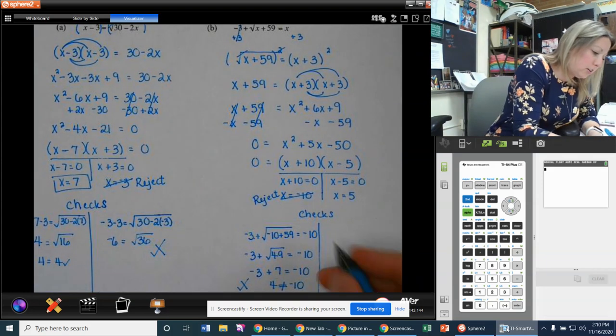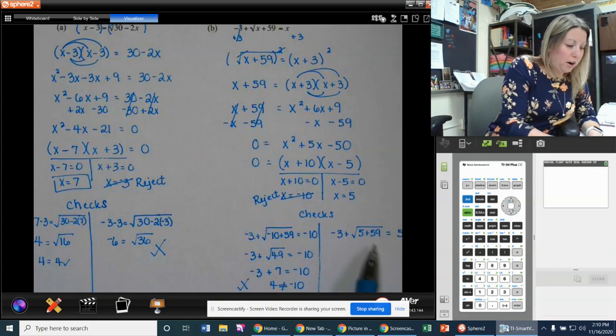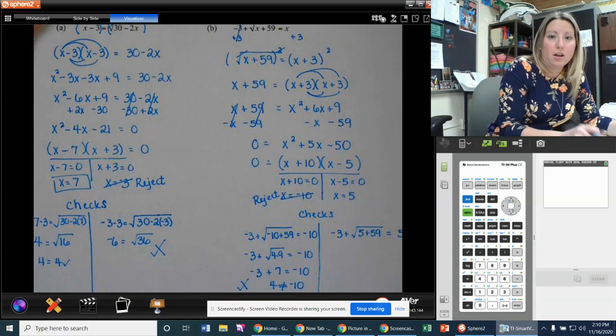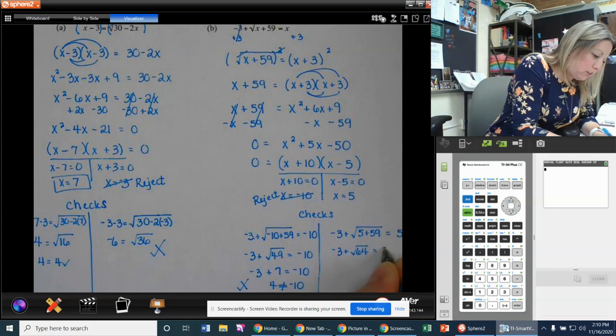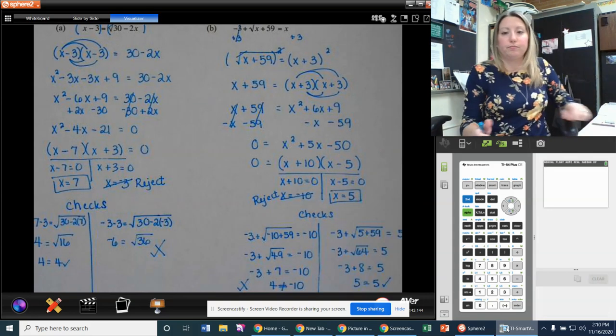Now let's try 5. Negative 3 plus the square root of 5 plus 59 equals 5. So everywhere I saw an x, I replaced it with a 5 because that's the value I'm plugging in here. And let's see, this time 5 plus 59 is 64. And what's the square root of 64? It's 8. Negative 3 plus 8 is 5. So this one works. So I get to keep x equals 5.